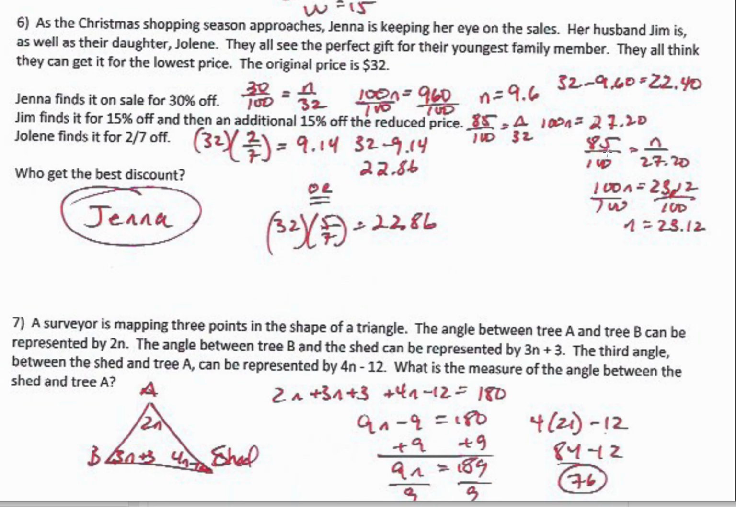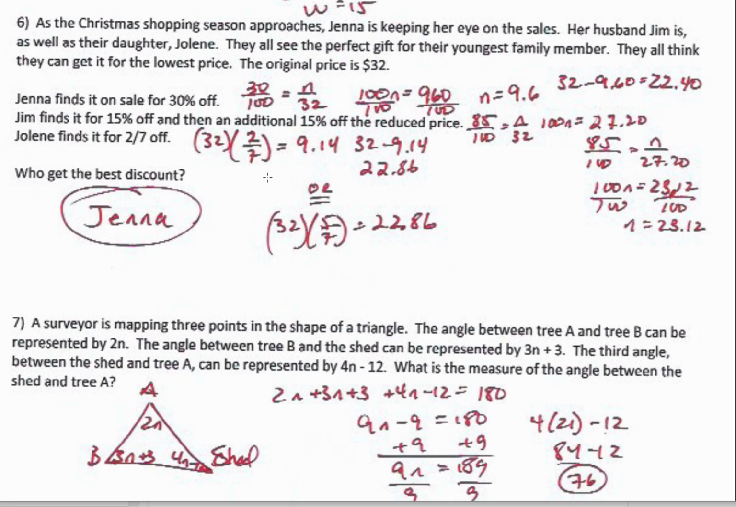Now I have to do 85% of that for the additional 15%. I get 100n equals, it looks like 23.12. Dividing by 100, I get $23.12. That's a little bit more than Jenna found it for. So far Jenna's doing the best.